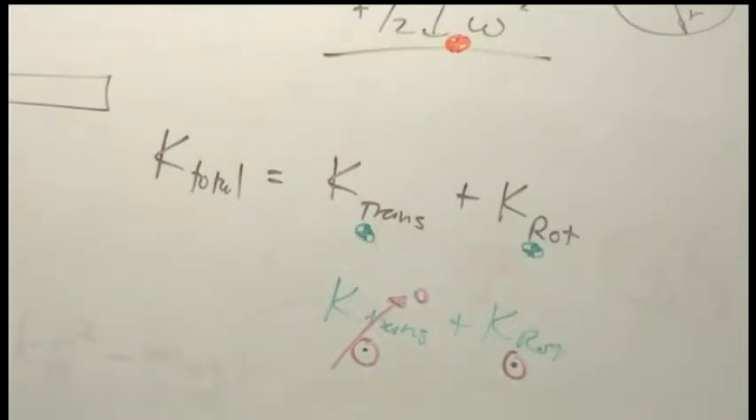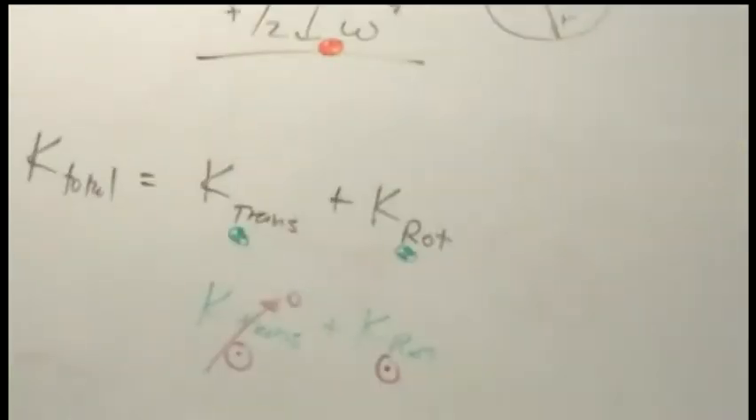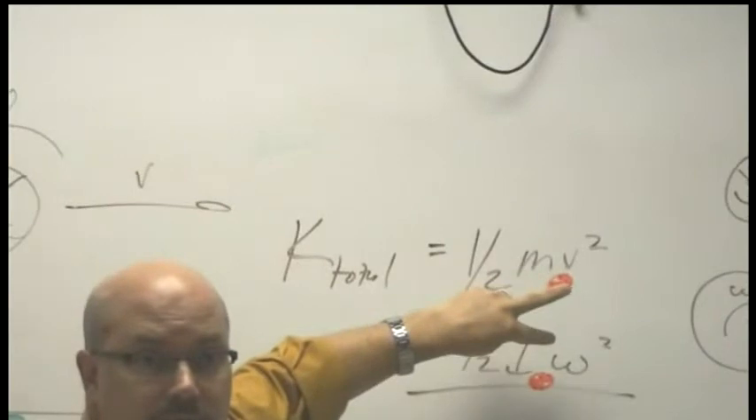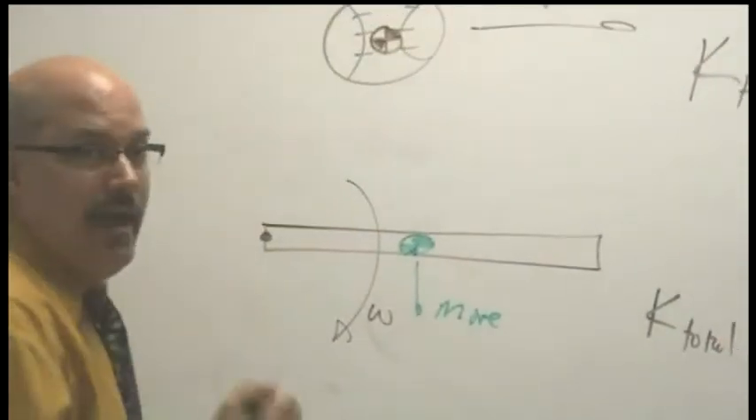What if it is? Then it just is. Like that one. See this one? See our pivot point? Our pivot point is translating, right? So we have to include both kinds. Now, let me show you how these are going to be the same.